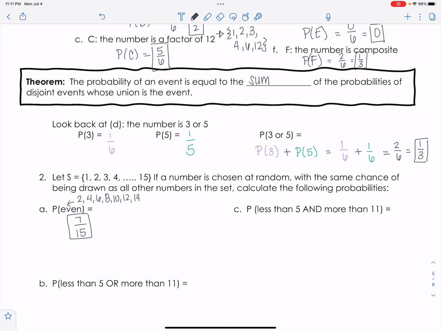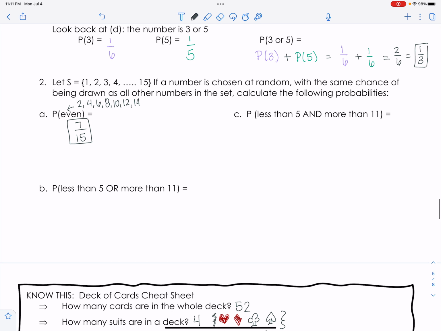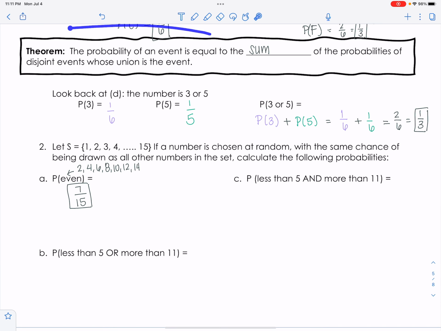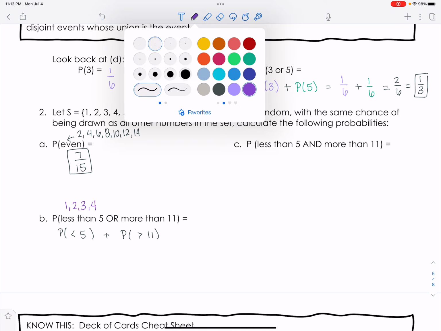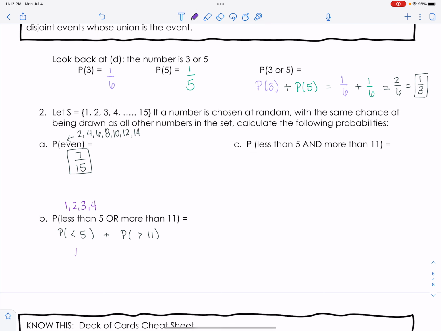Event B says the number is less than 5 or more than 11. Well, we just learned the theorem up here that says I can add each of those parts. So what I can do is add the probability of less than 5 plus the probability of more than 11. The numbers less than 5 are going to be 1, 2, 3, and 4. Can't include 5 because it has to be less than. And so those are going to be 4 out of 15.